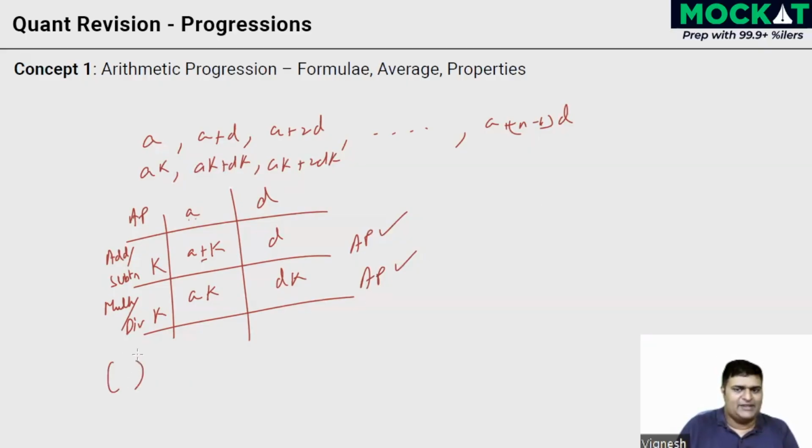Now, if I'm going to raise everything to the power of K, then it's not going to be in AP anymore. We stop at that. For arithmetic progression, if I'm adding or subtracting a constant, or multiplying or dividing each of these terms with a constant, the AP continues to be in AP, although they have different values.